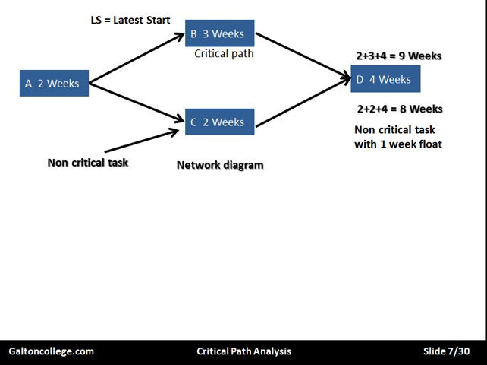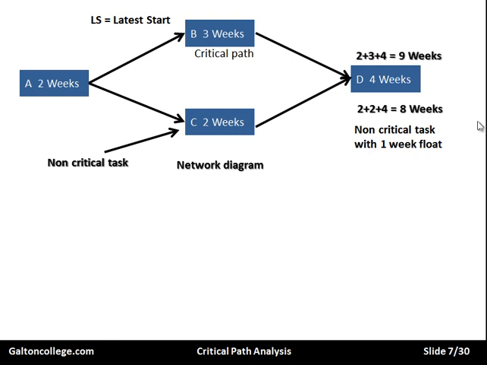Now, if we add in a little detail here, if we take the top path, A, B, D, we'd have 2 weeks to complete A, 3 weeks to complete B, and 4 weeks to complete D. So it's 2 plus 3 plus 4, 9 weeks. So if we go on the top one, it'll take 9 weeks. If you come on the bottom one, it's 2 weeks plus 2 weeks plus 4 weeks. So it's 2 plus 2 plus 4, which is 8 weeks. In this case, we have 1 week of slack, or 1 week of float.